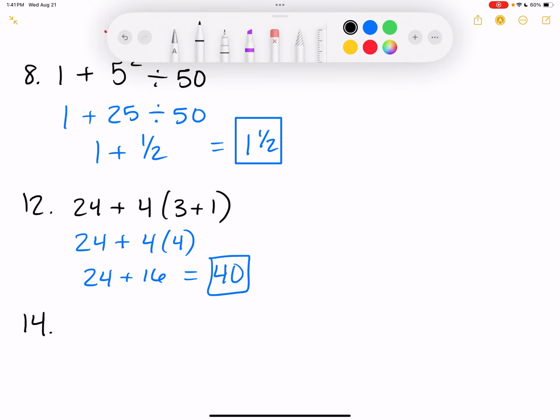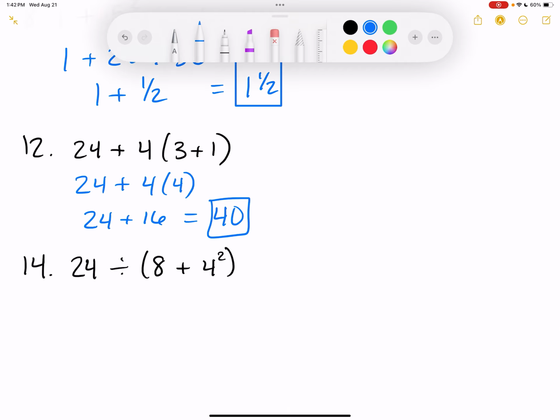14. 24 divided by 8 plus 4 squared. The exponent, which is 16. So I've got 24 divided by 8 plus 16. Now what? 8 plus 16. Yep. 32. Which is 32. No. You divide 24. 24 divided by 24 is 1.